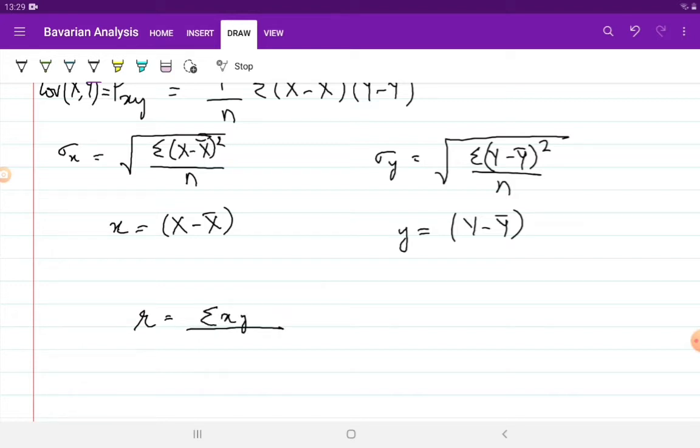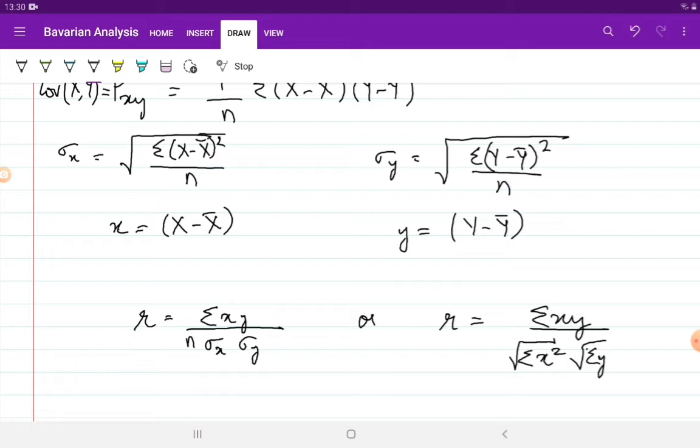summation small x small y divided by n times sigma x sigma y, or summation xy divided by root under summation x square, root under summation small y square.